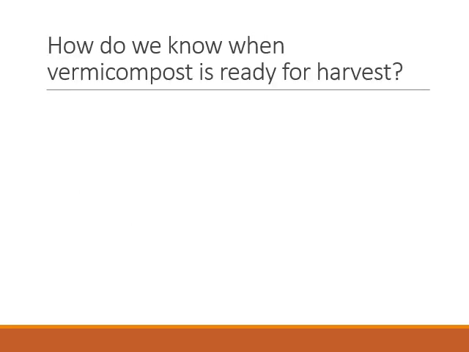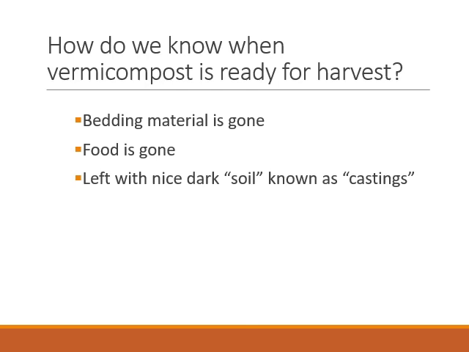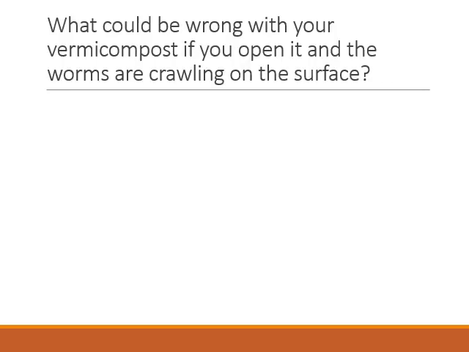How do we know when vermicompost is ready for harvest? Well, the bedding plant material should be gone. The food that you've been giving them is gone. So maybe when the bedding material is gone, you stop feeding them and you wait for that food to finally be gone. And often at that point, what you see in your tray is a dark soil known as castings. It's a nice, dark, dense soil.